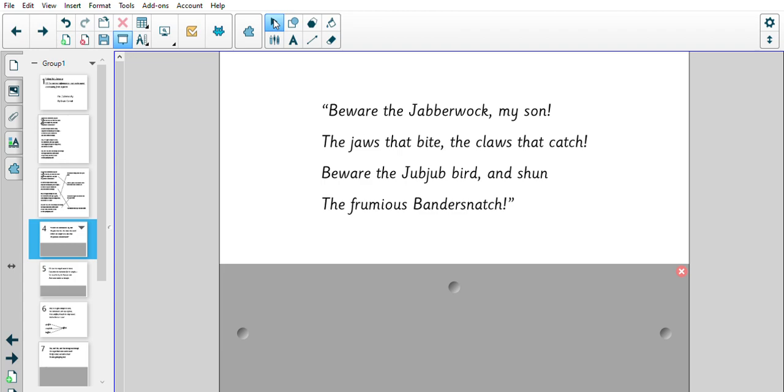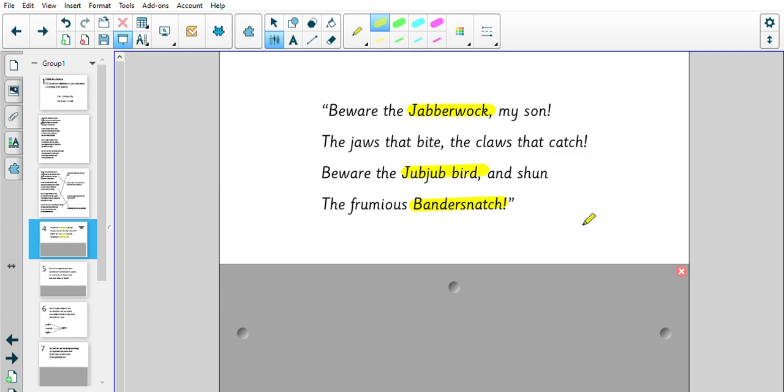So let's first of all have a look at some of the words that we probably don't know the meanings of. As we're going along, if you want to highlight and make notes on your poem, then that's absolutely fine. So, first of all, let's start off with the Jabberwock, the Jub bird, and the bandersnatch. Now, I've never heard of these before, but using the context of the verse, if the Jabberwock has jaws and claws, and the Jub is a bird, I can have a good guess that all of these are probably some kind of creatures, some kind of monster, some kind of animal, something like that.